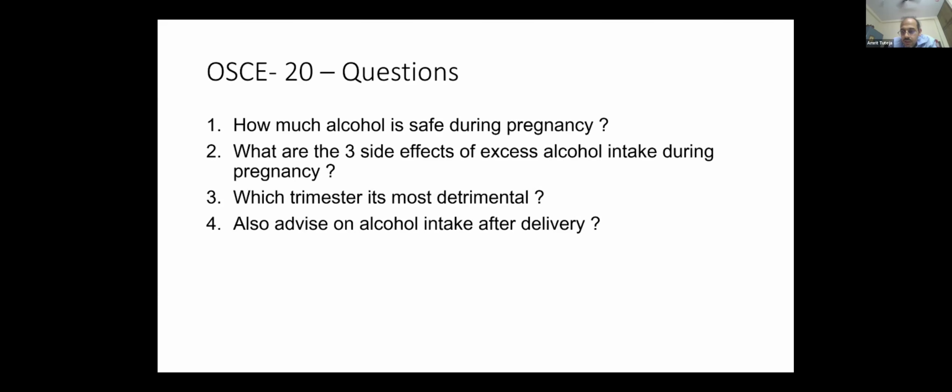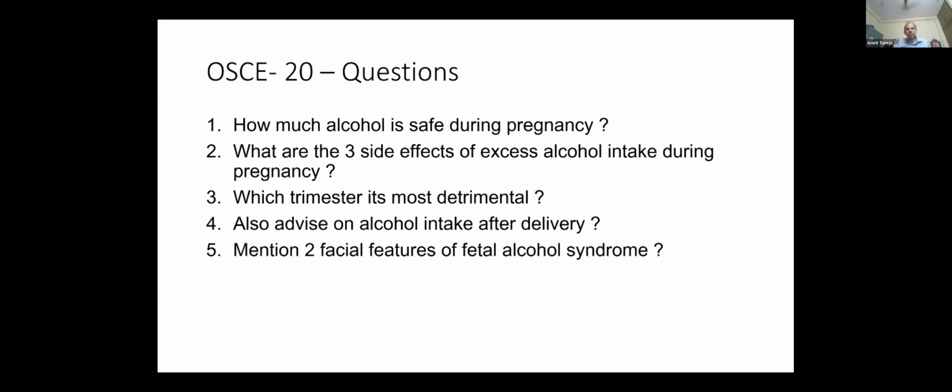Fetal alcohol, neurodevelopment, not safe. Fetal alcohol, very good. So everyone is answering correctly. And just two facial features of fetal alcohol syndrome, if you remember. Any specific facial features of fetal alcohol syndrome?